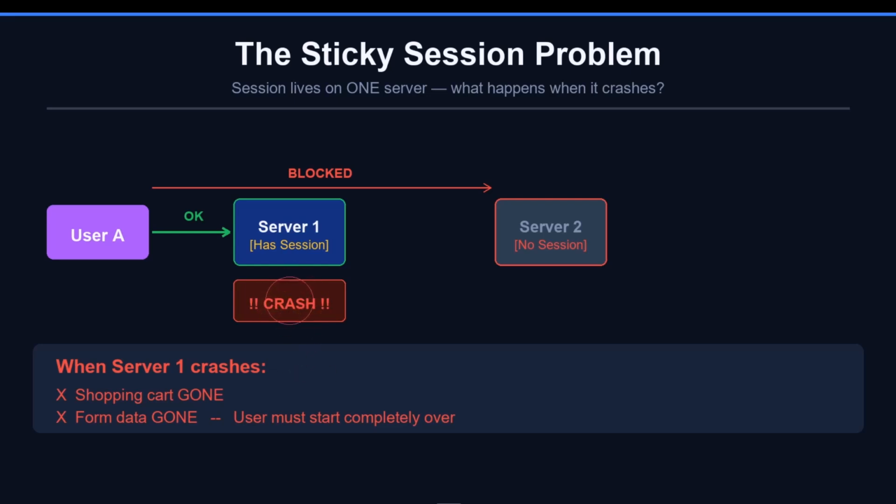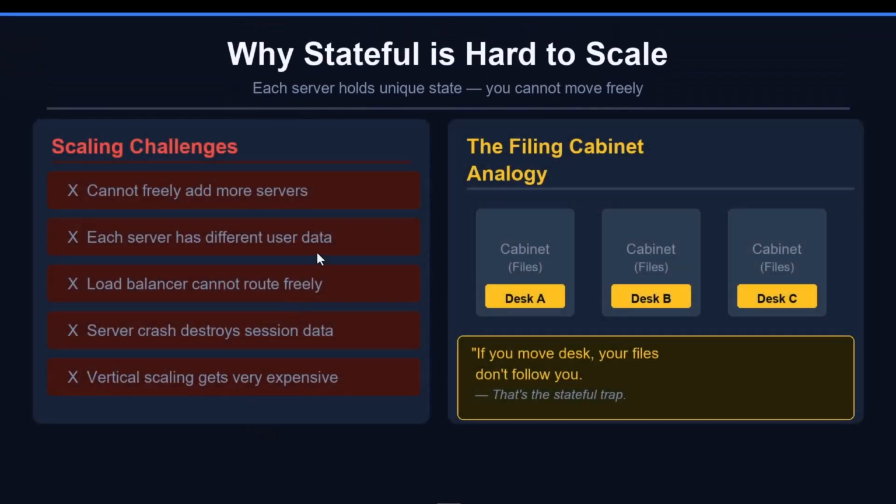All of the users' requests must go to server 1 because server 2 doesn't have their session. Since server 1 has this session, it is synced with that. The user's entire session data is gone, shopping cart gone, half-filled form gone. They need to start over. That's a terrible user experience. And the worst part is you can't easily scale. You can't just add more servers because each server has its unique state.